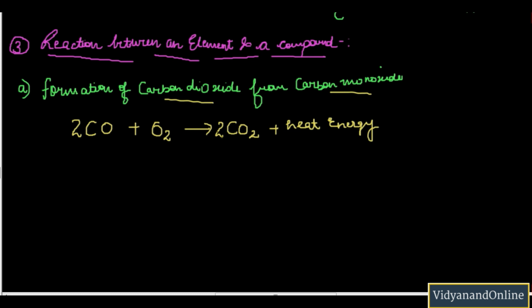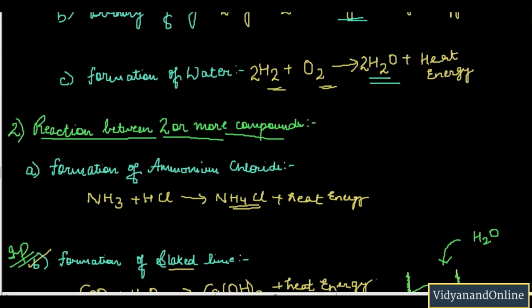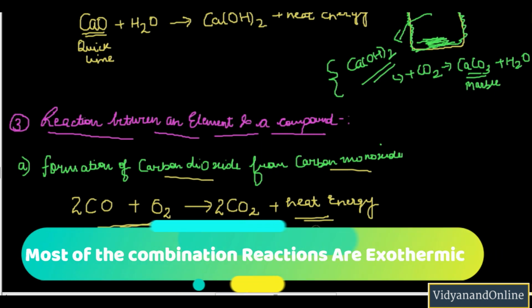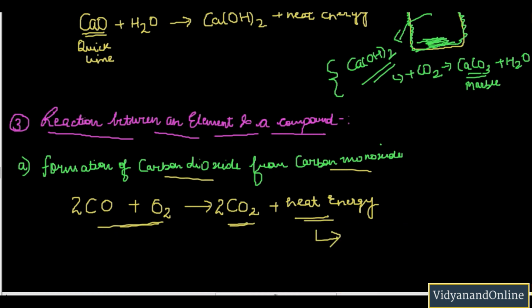So are you seeing one thing common in all the reactions? In every reaction, the heat energy is liberated. We can see that multiple reactants are combining in order to give a single product, and in every reaction heat energy is liberated, right? We know that the reactions in which heat is given out are exothermic reactions. So in general we can say that most of the combination reactions, understand, I am not saying all of the combination reactions, I am saying most of the combination reactions are exothermic reactions.